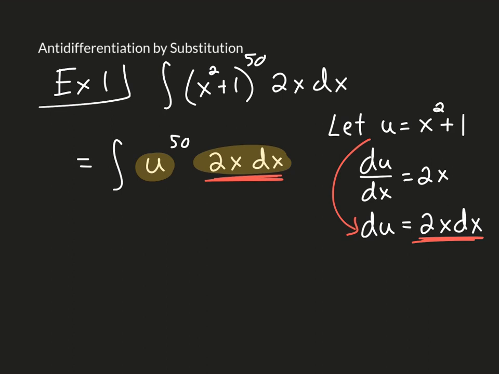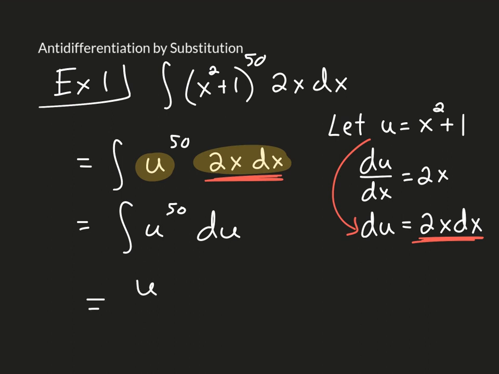So rewriting my integral, I have the integral of u to the 50th, replacing 2x dx with du. Now everything is in terms of u. And this is an integral that you can evaluate.